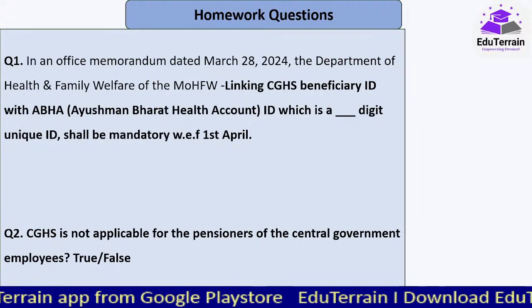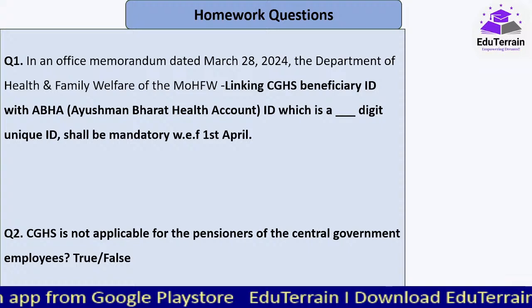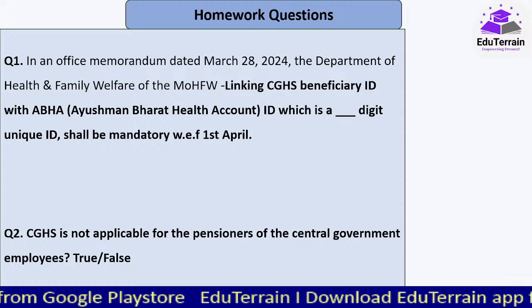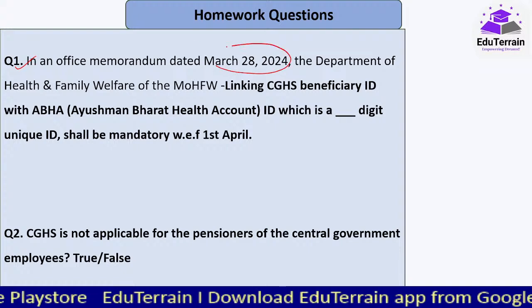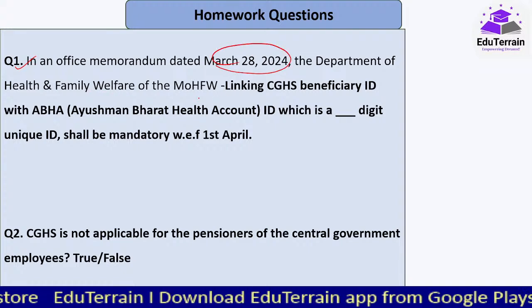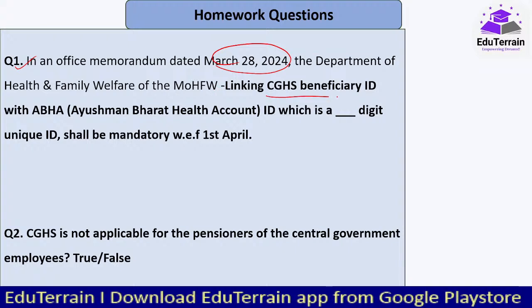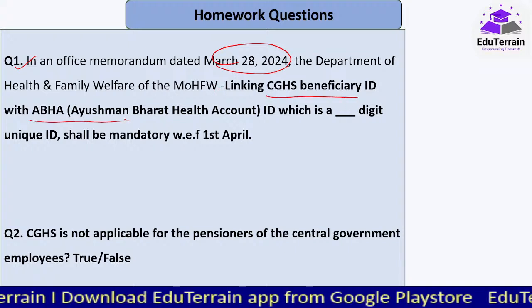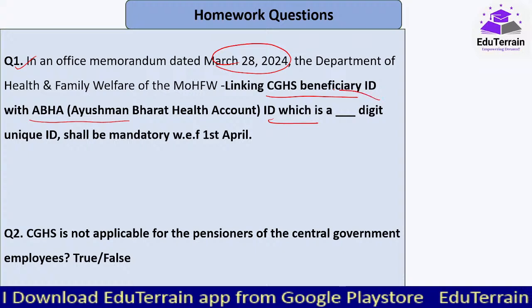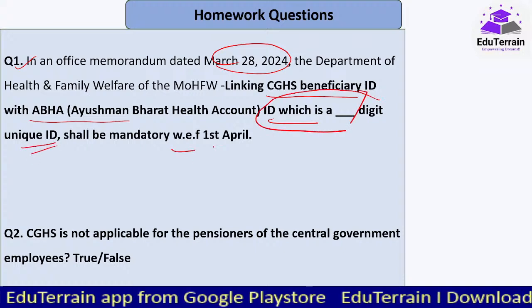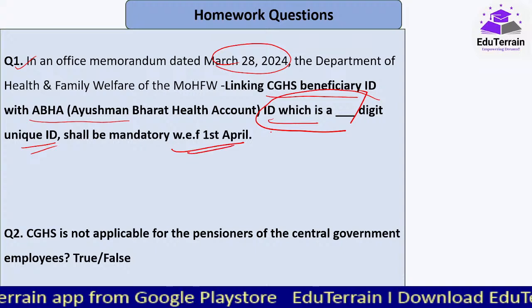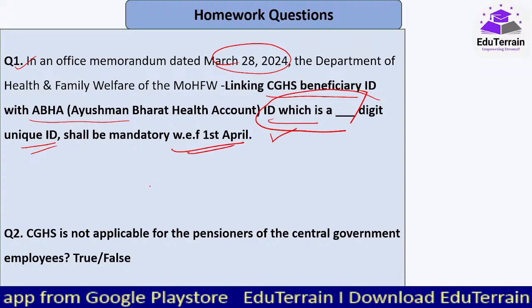Now, today's homework questions from the content, that is the Central Government Health Scheme that we have done. In an office memorandum dated March 28, 2024, the Department of Health and Family Welfare of the Ministry of Health and Family Welfare linked CGHS beneficiary ID with ABHA ID. Now you have to tell me this ABHA ID is of how many digits, unique ID, and they have said that it would be mandatory from 1st April 2024.